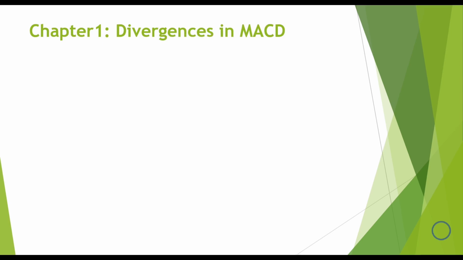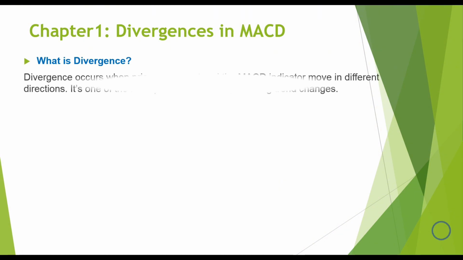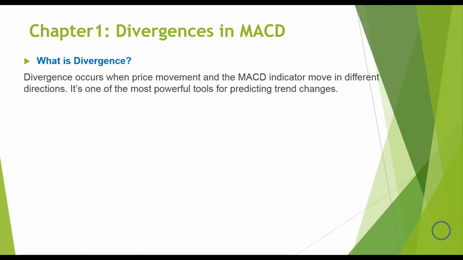Let's dive into Chapter 1, Divergences in MACD. What is divergence? Divergence occurs when price movement and the MACD indicator move in different directions. It's one of the most powerful tools for predicting trend changes.